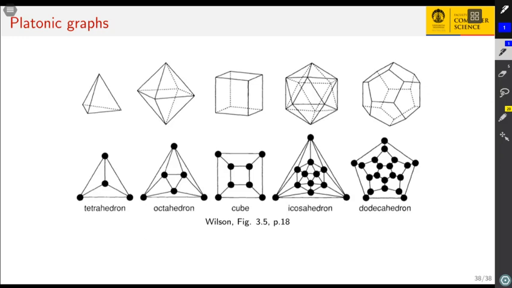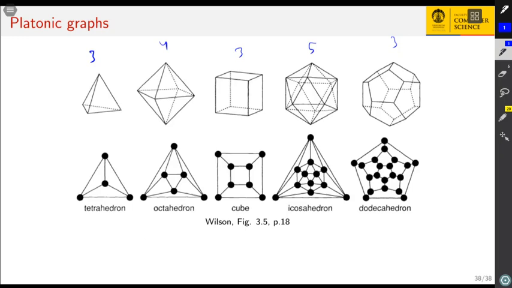For example, tetrahedron is regular of degree 3. Octahedron is regular of degree 4. This is of degree 3, and this is of degree 5, and this is of degree 3. Icosahedron has, I believe, 10 triangles, and this I believe has 20. Right, so these are the Platonic graphs, and these are also examples of regular graphs.